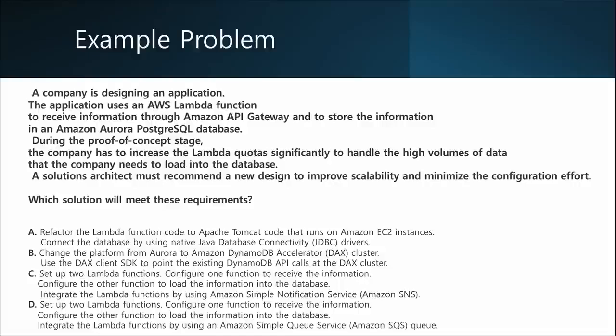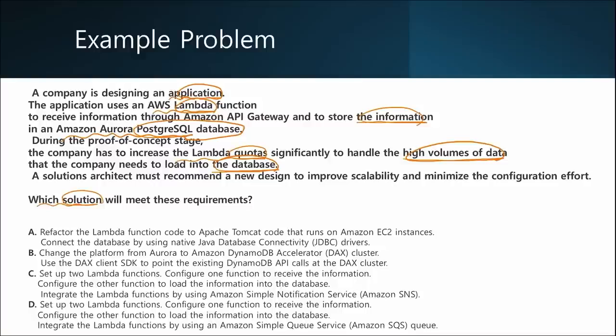Here's the next problem. A company is designing an application. The application uses an AWS Lambda function to receive information through Amazon API Gateway and to store the information in an Amazon Aurora PostgreSQL database. During the proof of concept stage, the company has to increase the Lambda quotas significantly to handle the high volumes of data that the company needs to load into the database. A solutions architect must recommend a new design to improve scalability and minimize the configuration effort. Which solution will meet these requirements?